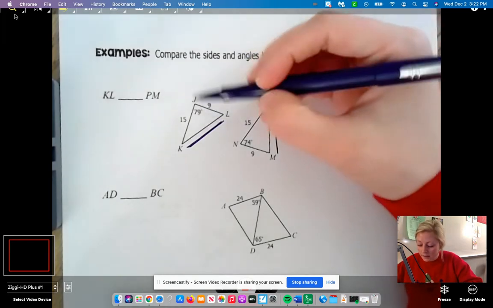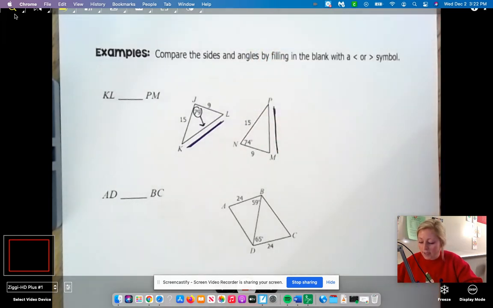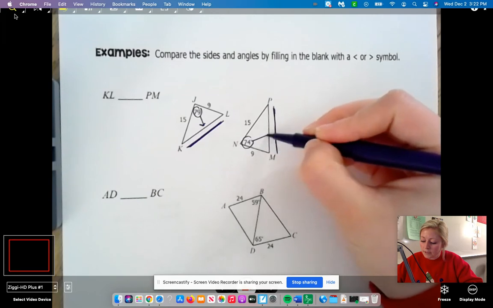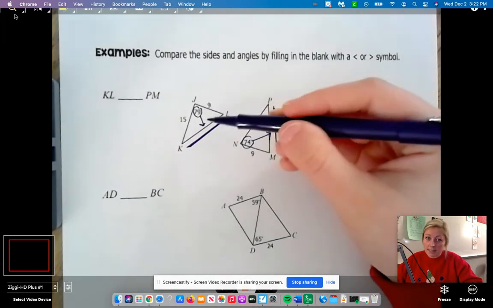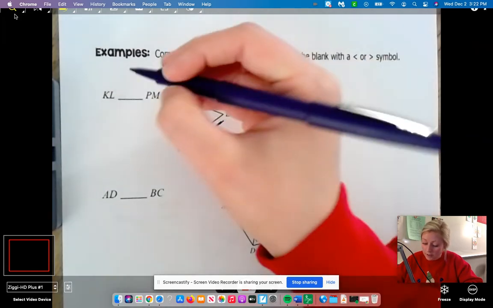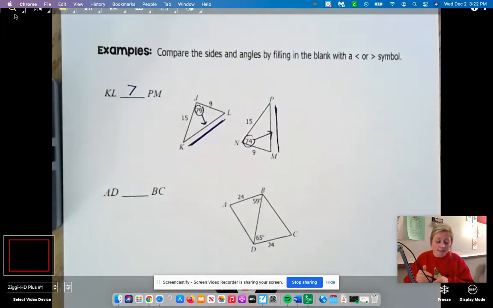So KL is across from 79. PM is across from an angle of 74 degrees. Well, we clearly know that 79 is greater than 74, so KL has to be bigger than PM.